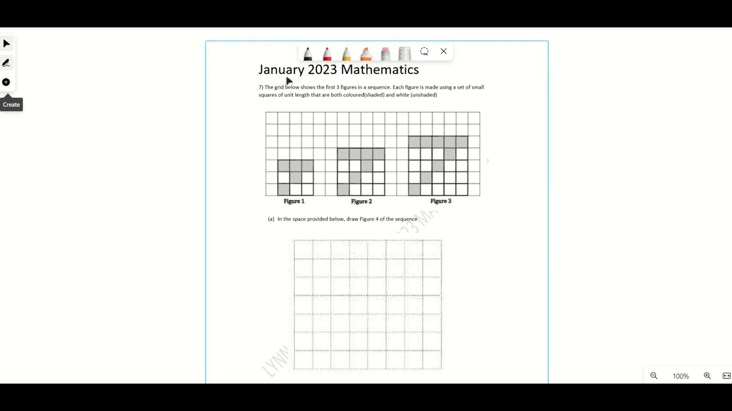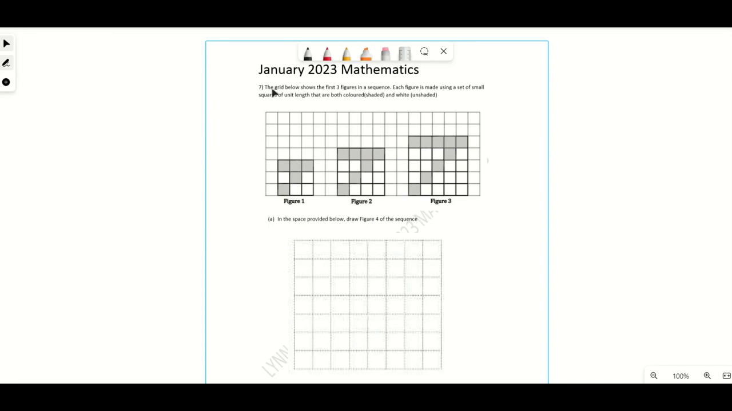Good morning, everyone. Today we'll be doing January 2023, number 7. Number 7 is usually, not usually, the majority of the time, these sequence questions, right, that you have to apply to do these questions, right?